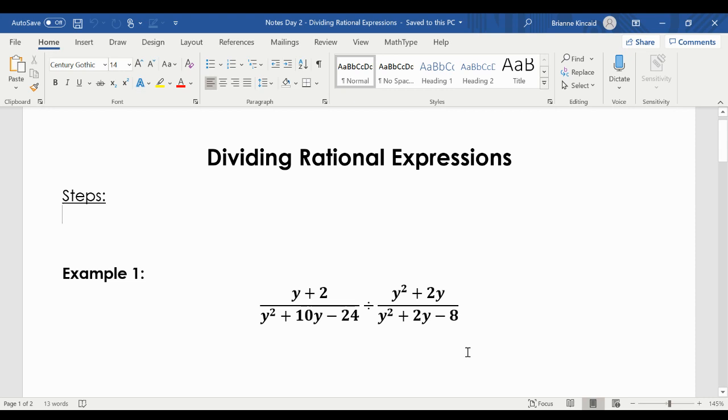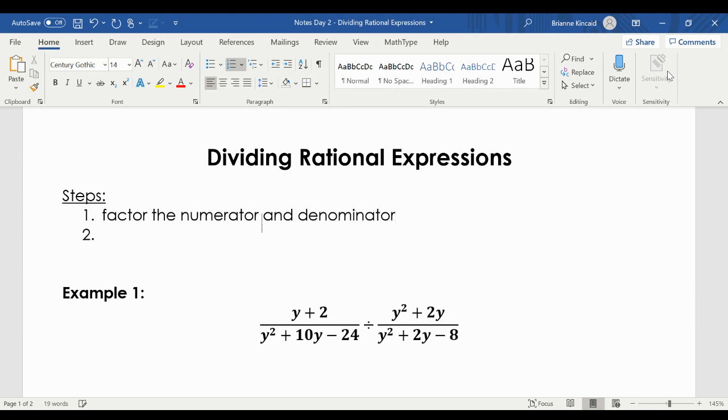Hey guys, this video is to help you with dividing rational expressions. It's essentially the same thing as multiplying, but just with one extra step. So we're going to start the same way we do multiplication. We're going to factor the numerator and the denominator. Step 2 is we're going to change it to a multiplication problem.